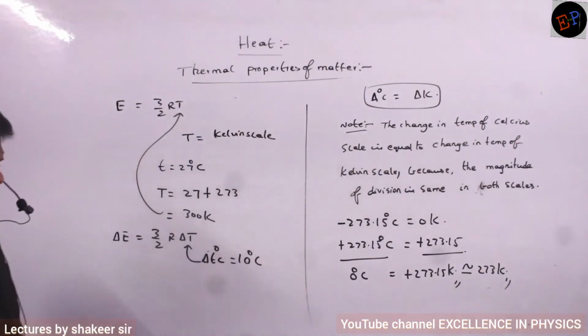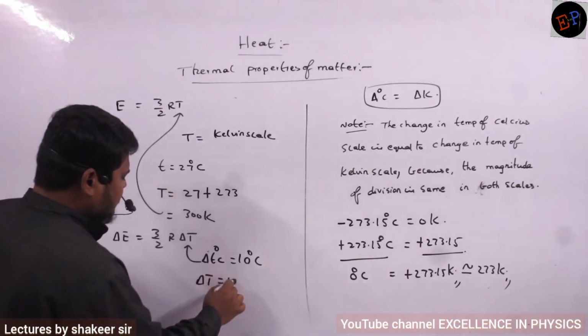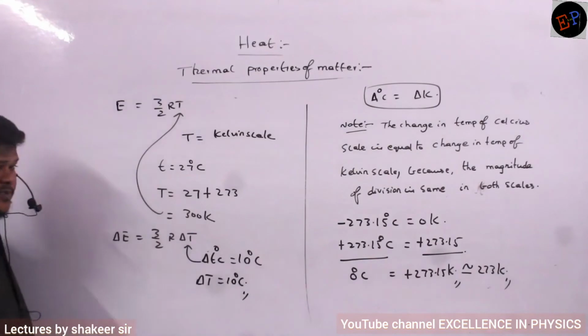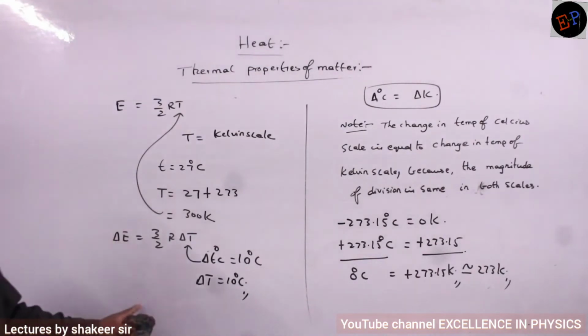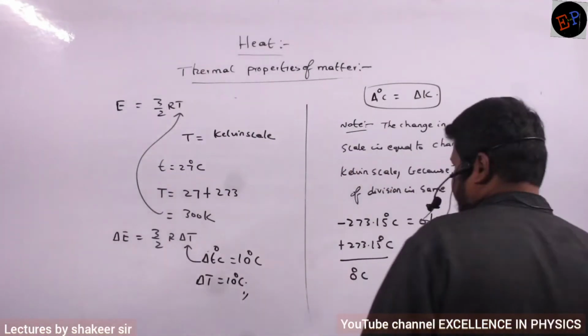Are you able to understand? So change in temperatures are same. So here you can write delta T is also equal to 10 degrees Celsius. So definitely you can substitute. So are you able to understand my difference between Celsius and Kelvin? That's it. Make a note. Okay.